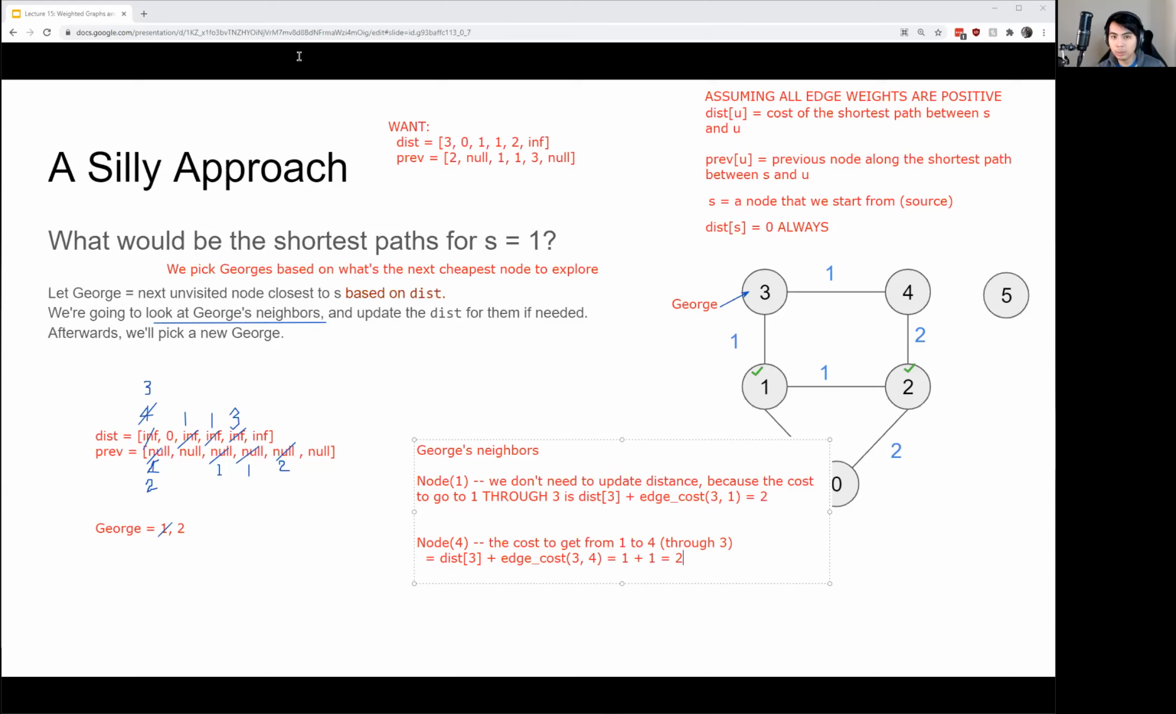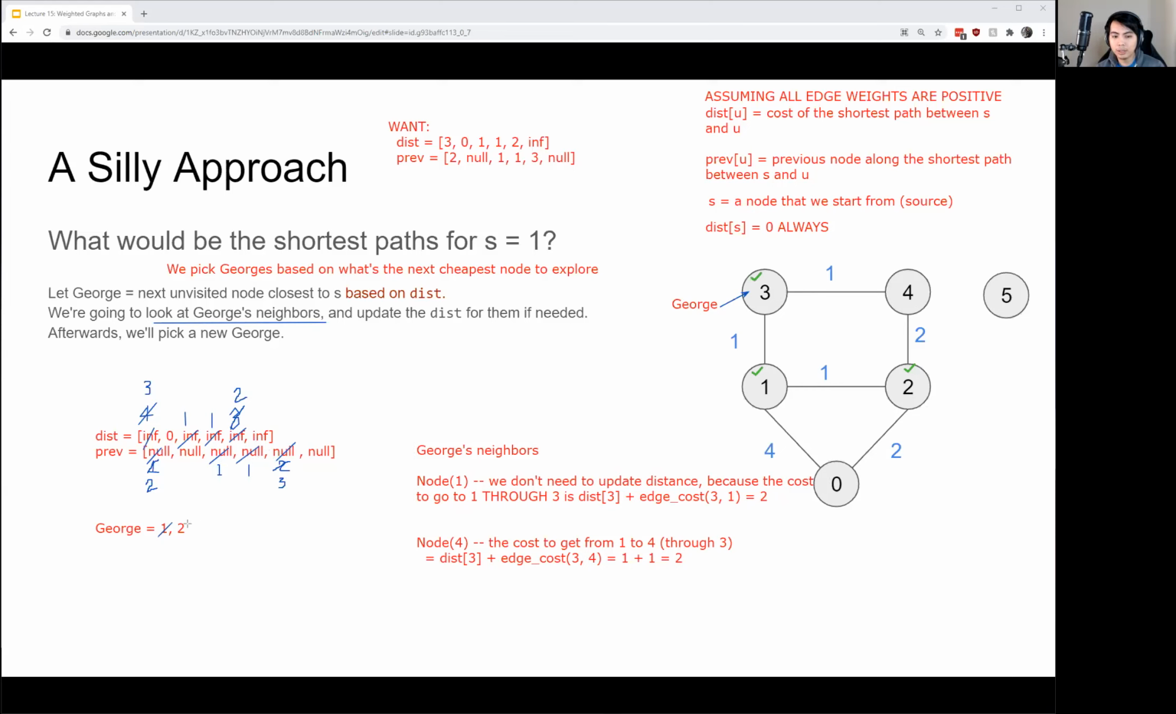So 2 is smaller than 3, so we want to update it, which means we update this here, and we update the corresponding slot in prev to say we now go through 3 in order to get to 4. Previously it was 2, but now we know that it's cheaper to get to 4 through 3 than it is to get through 2. Okay? And then we're done with node 3. That was the neighbor that we had here.